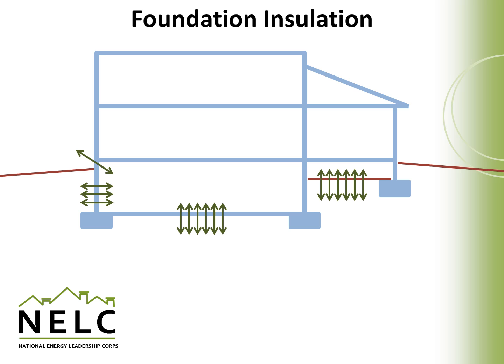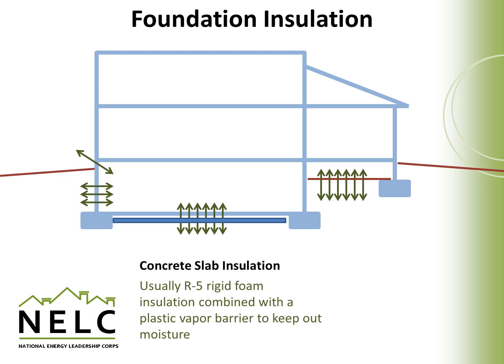Some different ways to accommodate this insulation. As we saw on the previous image, we typically insulate slabs by putting down some rigid foam insulation before we pour the concrete, and usually also add a vapor barrier to keep out moisture.